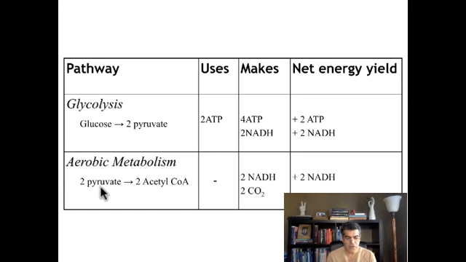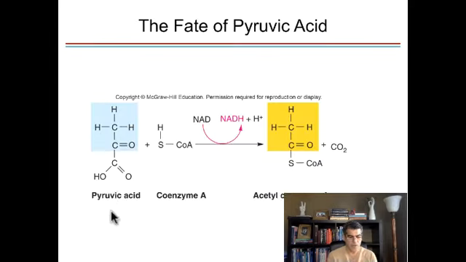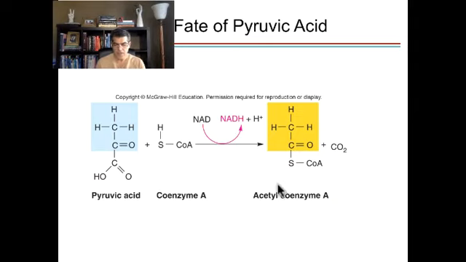In the case of turning pyruvate to acetyl coenzyme A, I didn't spend any ATP, but I created 2 NADH. And also don't forget, by turning pyruvate to acetyl coenzyme A, I also create 2 CO2. So therefore my net energy would be 2 NADH. So we learned pyruvic acid is going to change to acetyl coenzyme A.